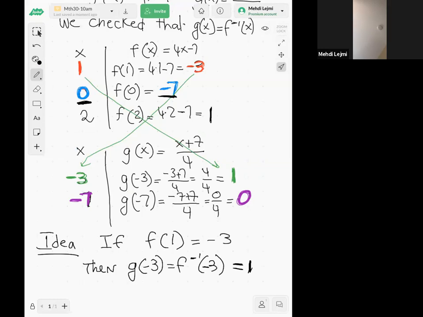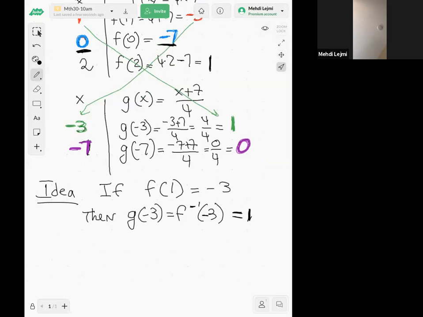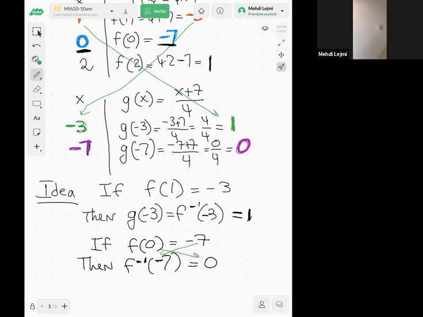Or if f of 0 is negative 7, then f inverse of negative 7 is 0, right? So you interchange the x and the y. This is very interesting with the inverse function: you interchange the x and y values.